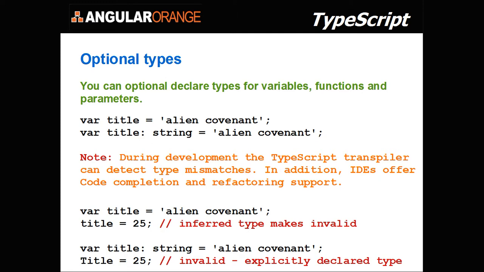In addition, IDEs offer code completion and refactoring support. So if I declare title as a string, then I put a number in that particular variable, it'll be invalid. And even if I do a var title equal to a string, and then I try to set the title to be a numeric, TypeScript will say, well, we have an inferred type, which is string, so it's not valid for you to now put a number in there. So TypeScript helps you develop code that would most likely work in a production environment and will catch problems when you're developing as opposed to at runtime.